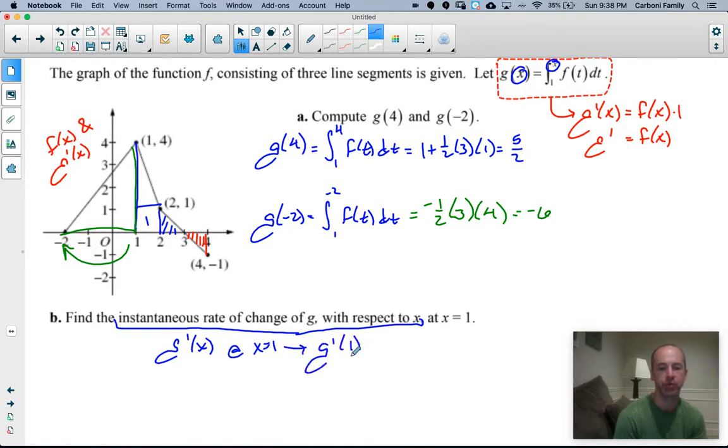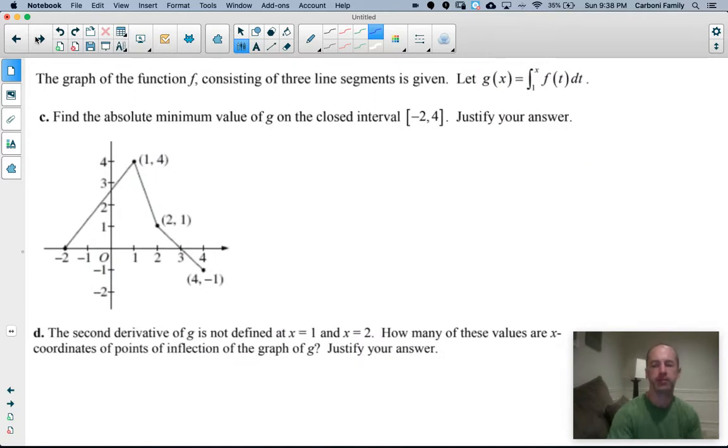G prime of 1. Well, g prime of 1 for me is going to be really easy because when I first read the problem, I made the connection between g prime and f. So g prime of 1 would equal f of 1, and f is the function that is provided, and f of 1 is equal to 4. So there's your answer. Not much to that one. Really easy to do if you make that connection. So that's more work in your brain than there is in your pencil. Very quick answer.